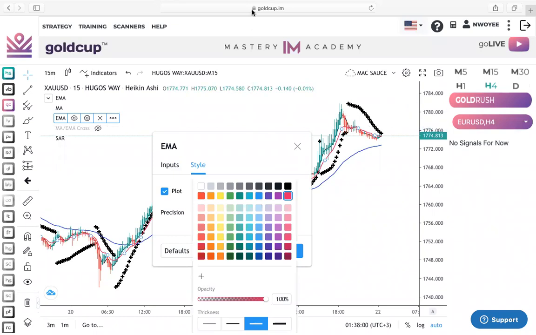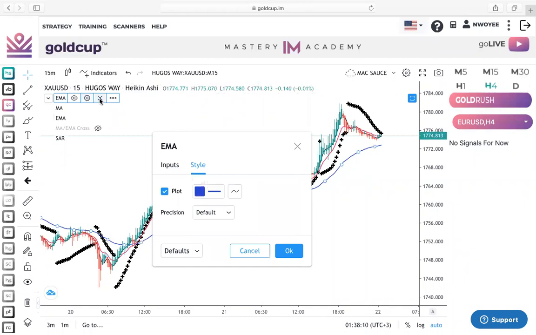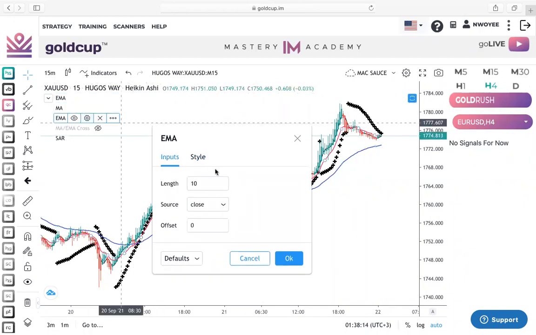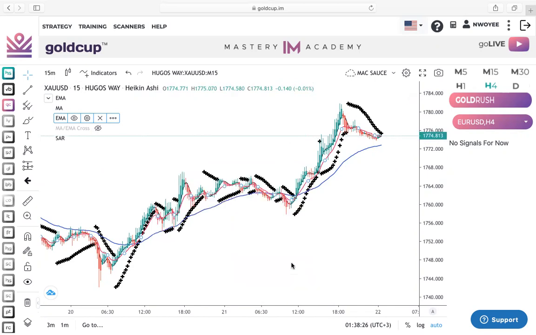All righty. Is it different from the one that came with the scanner? Yeah, it's different. This is a 10. The other one was a 50. Look at the difference. This is 50. The other one is a 10. So the first one is a 50 EMA. The second EMA that we added was a 10 EMA. So they're different. Every single thing plays a role here, okay?